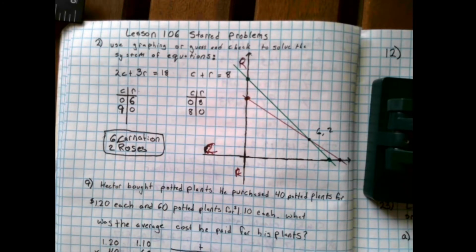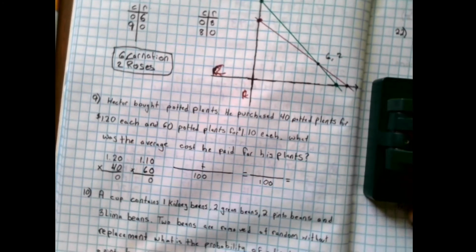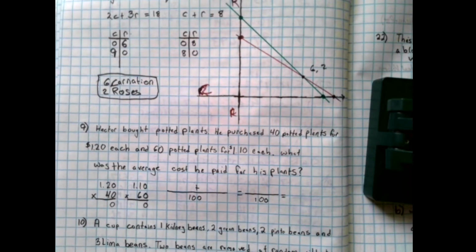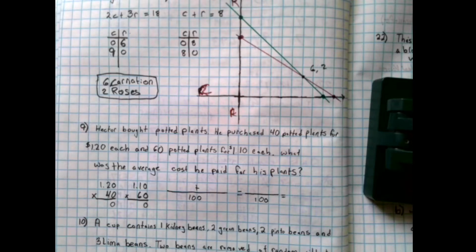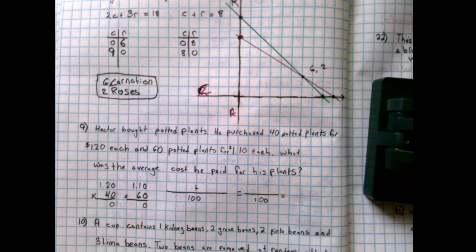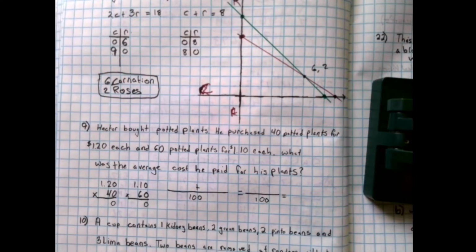Our next starred problem is problem number 9. Problem number 9 says that Hector bought potted plants. He purchased 40 potted plants for $1.20 each and 60 potted plants for $1.10 each. What was the average cost he paid for his plants?